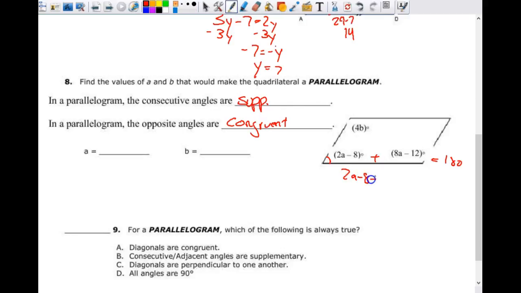2a minus 8 plus 8a minus 12 is equal to 180. Combine like terms: 2a plus 8a is 10a, minus 20 is equal to 180. 10a is equal to 200. a is equal to 20.